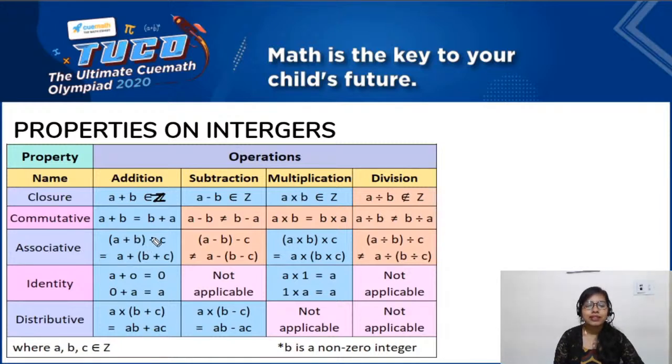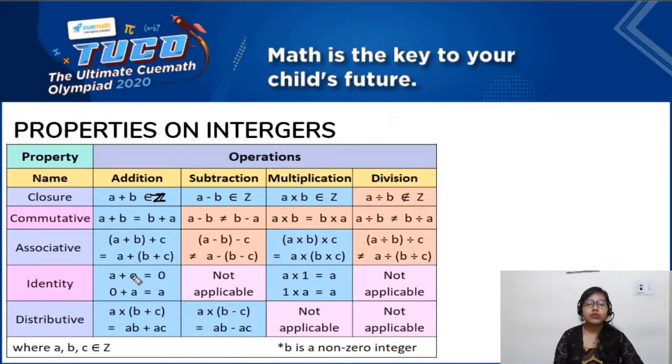Associative is a plus b in parenthesis plus c, which is the same as a plus b plus c, because ultimately we are adding all the three. But when it comes to subtraction, we first subtract the two which are in the parenthesis. Let's say 3 minus 5, which is minus 2, minus c, which is 1. So minus 2 minus 1 is going to give you a minus 3. Whereas here you are going to first do 2 minus 1, which is 1, and 3 minus 1, which is going to give you a 2. So both the answers are not matching. Same way, the associative property is followed for addition and multiplication, but not for subtraction and division.